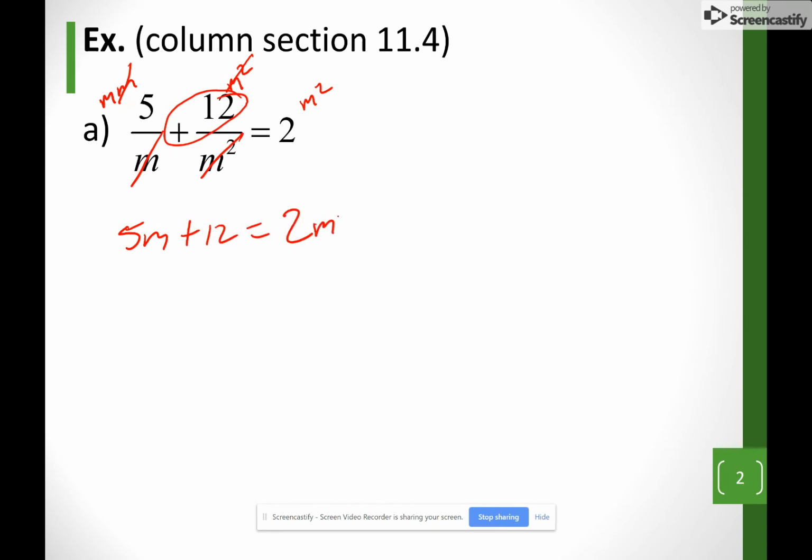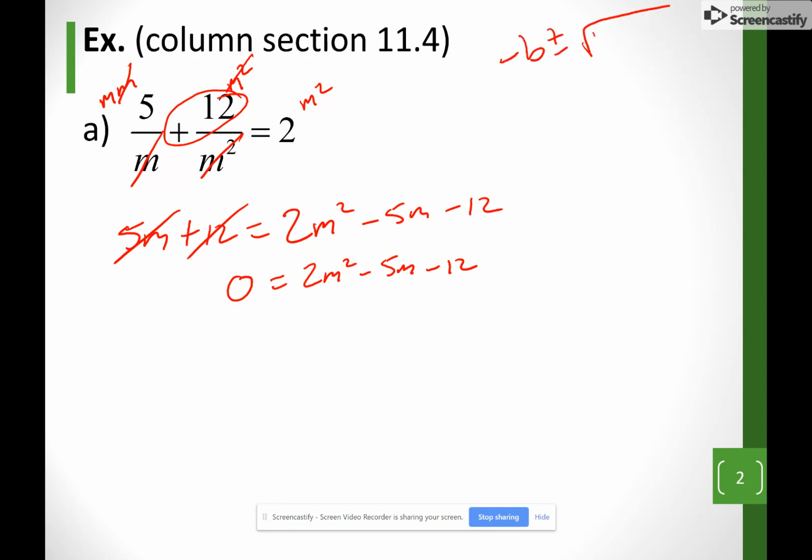equals 2m squared. I'm going to move everything where the m squared is positive. So I'm going to move the 5m to the right. And I'm going to move the negative 12 there. So I have that 0 is equal to 2m squared minus 5m minus 12. I remember the quadratic formula.